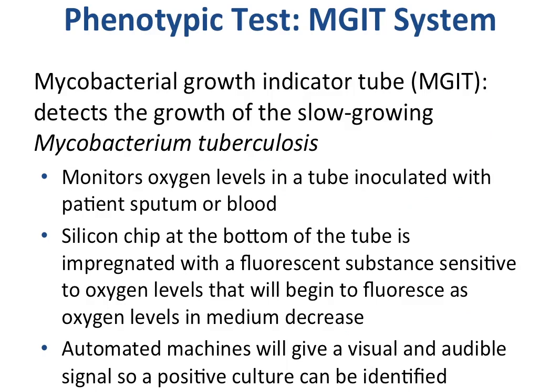Now phenotypic test. Now let me introduce the mycobacteria growth indicator tube. This is one type of phenotypic test. This tube is used to detect Mycobacterium tuberculosis. However, the tuberculosis bacteria grows very slowly.